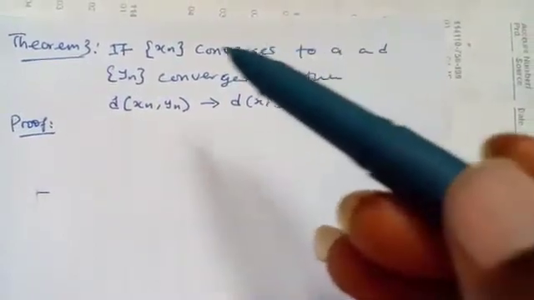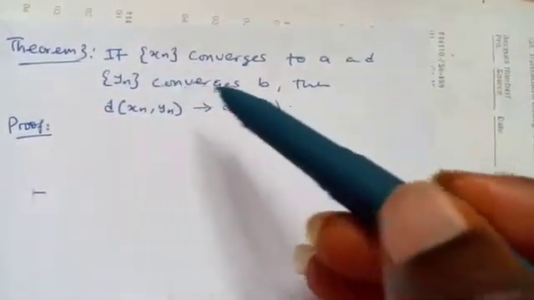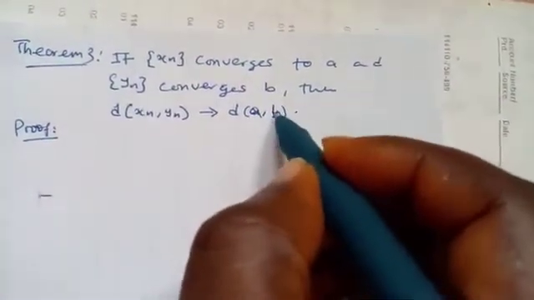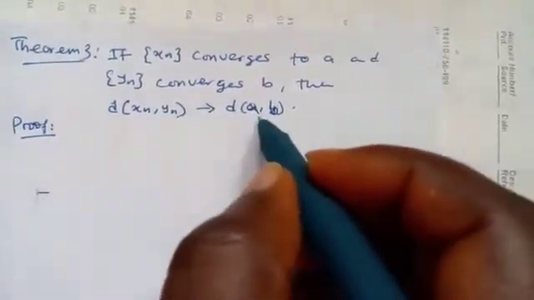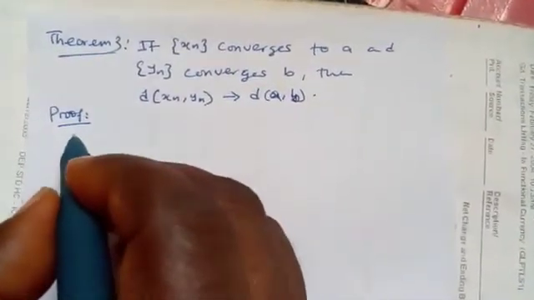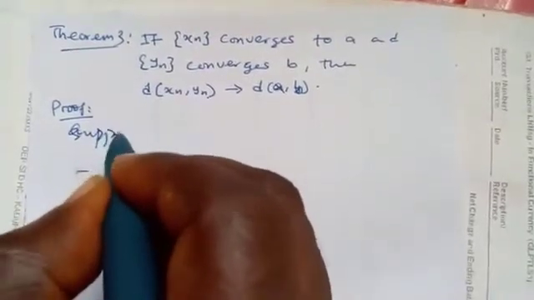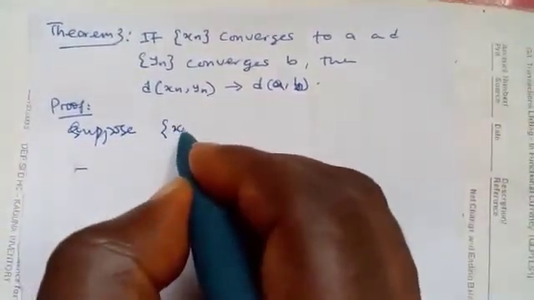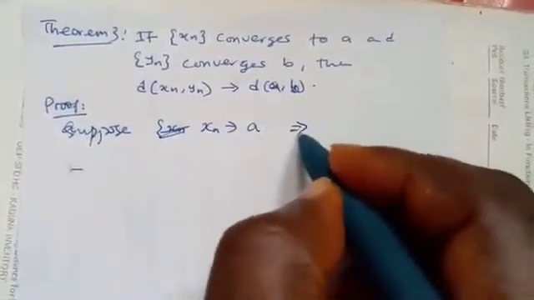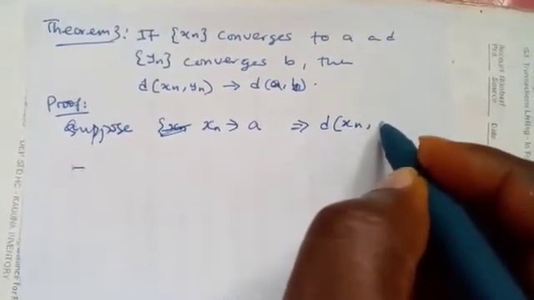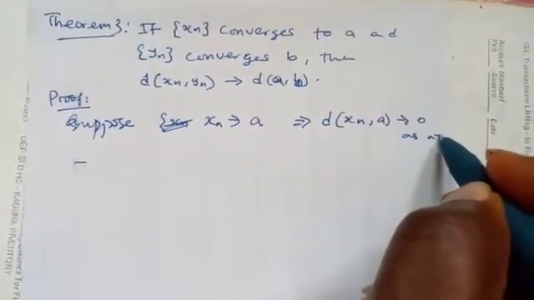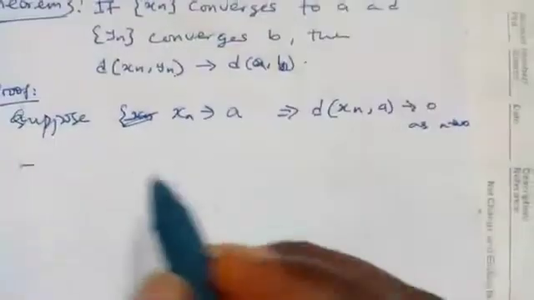We have another theorem here. If Sn converges to A, and let's say Yn converges to B, then d(Sn, Yn) will converge to d(A, B). Now let's prove the theorem. So suppose Sn converges to A, we write d(Sn, A) tends to 0 as n tends to infinity. You have said that before.